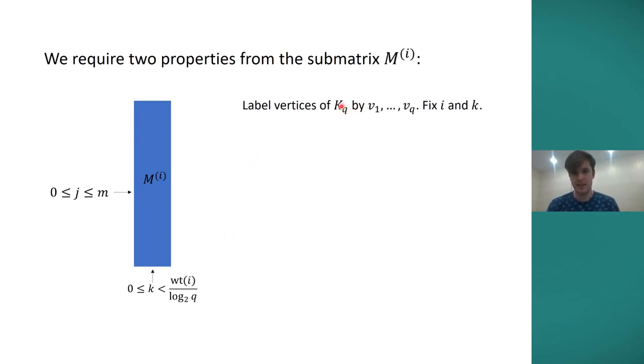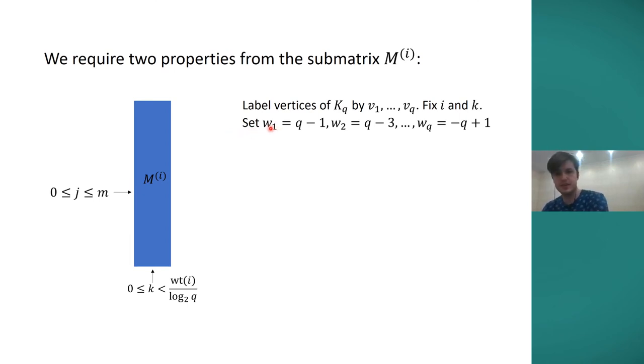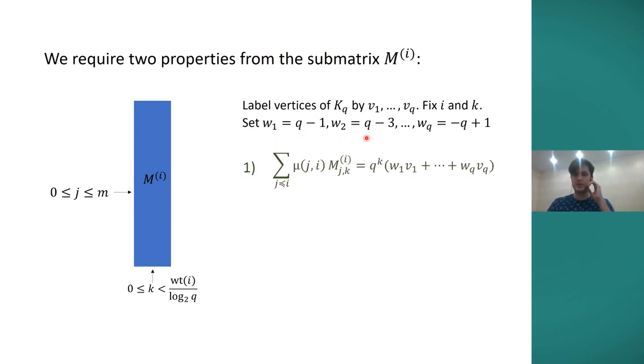Let us label elements of the alphabet as v1, v2, up to vq. So we can treat elements of our alphabet 0, 1 to q minus 1 as some formal variables v1 to vq. And we actually require some formal property from this matrix. Before we define our first property, we're gonna set some integers to be elements of some arithmetic progression. So the first property looks like that.